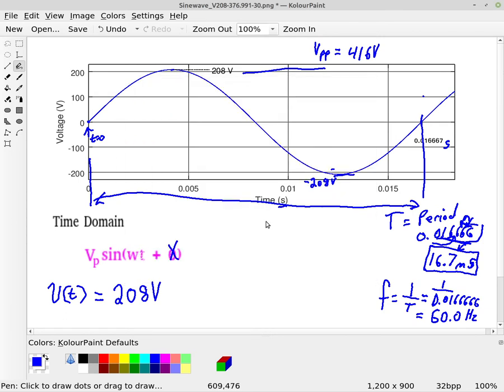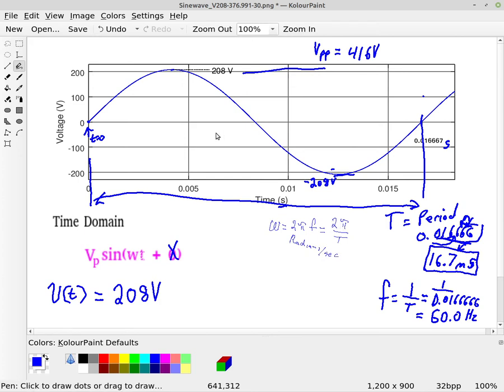And omega is defined as being 2 pi times the frequency. Since the frequency is 1 over the period, we could also write it as 2 pi divided by the period. And this is the frequency in radians per second, right? So omega gives it to us in radians per second.